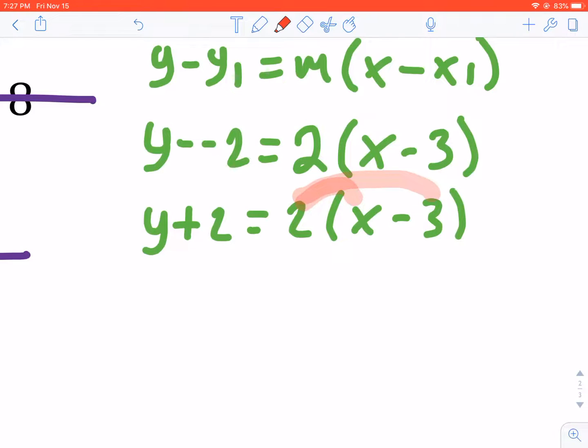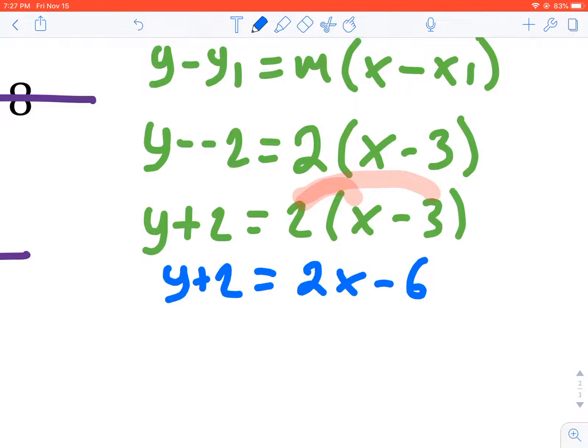Right here we have parentheses. We need to distribute. So let me change the color on this. 2 times x will give us 2x. 2 times negative 3 gives us negative 6. We rewrite what's over here. Try not to get lazy and not rewrite it down, because that's how we often forget things and then our equation comes out wrong. Okay, so we have 2x and minus 3.